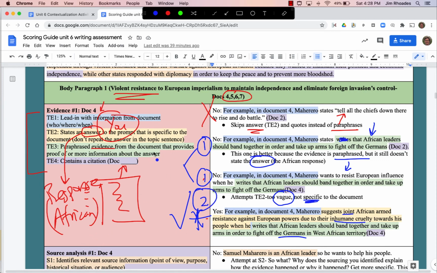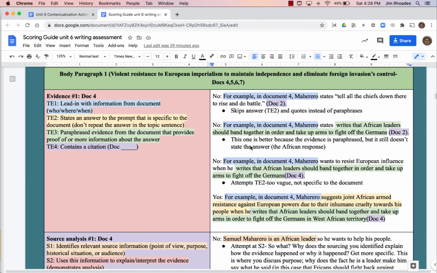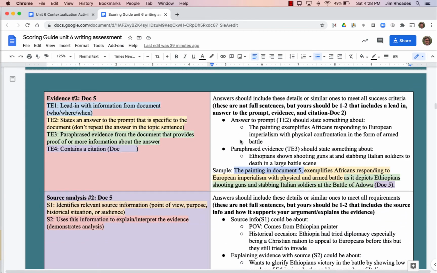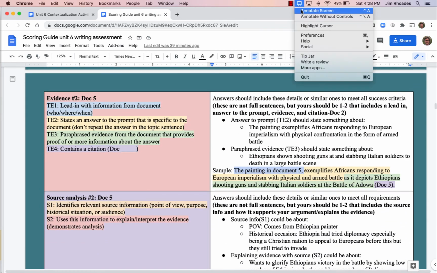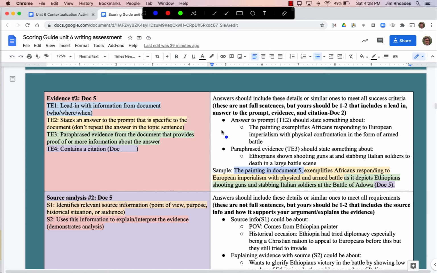So go back when you're revising and make sure that you have a statement of a response that is specific to the document, and check these examples. I'll just show you really quickly. We didn't do that for every single document. So for the other documents, we just said, here's basically what your TE2 answer should say. And here's an example of what that evidence could look like, and here's a sample. But we didn't do the no, no, no, yes for every single one.